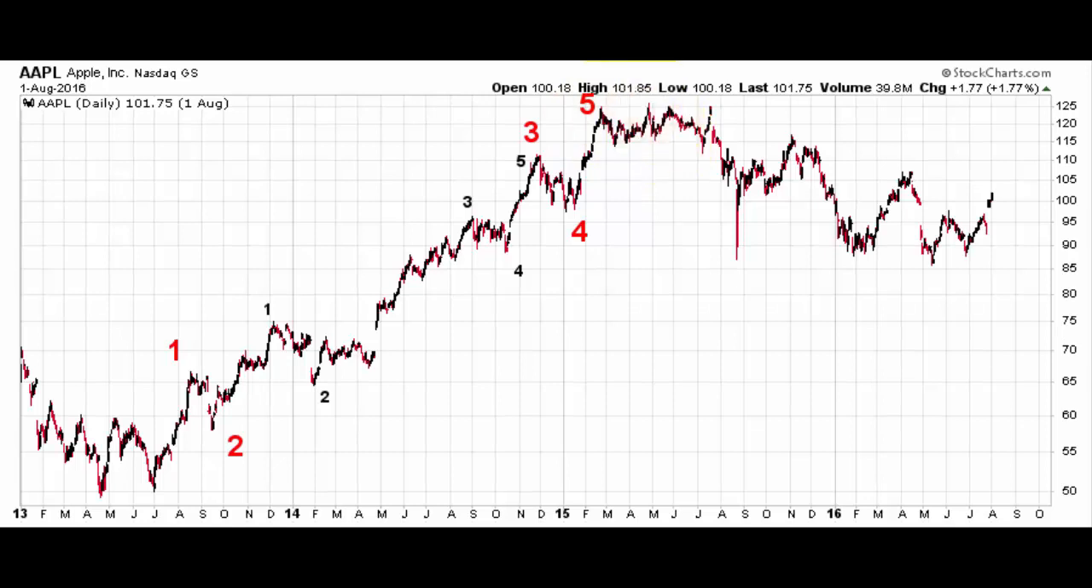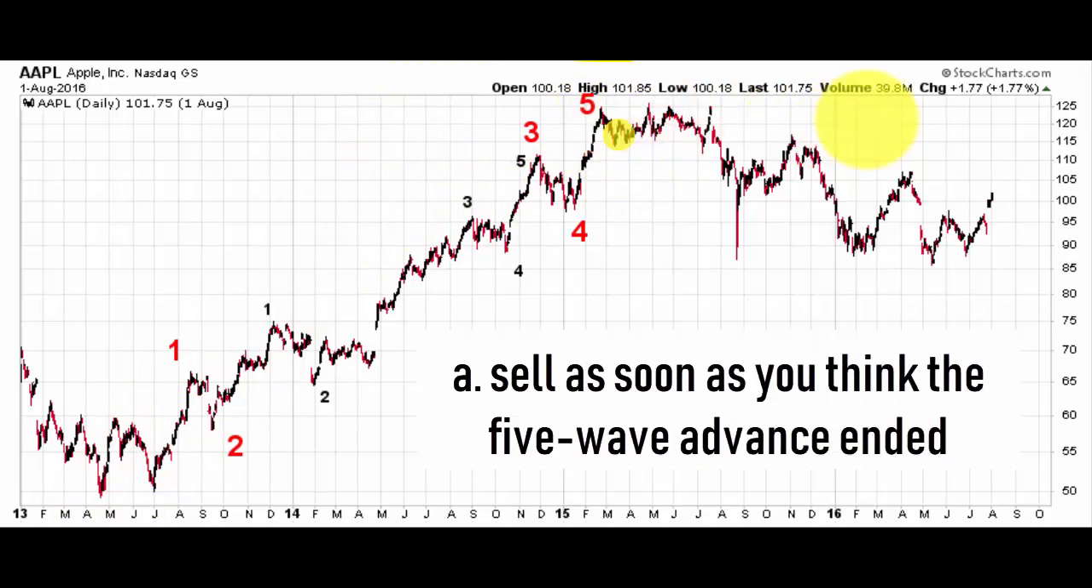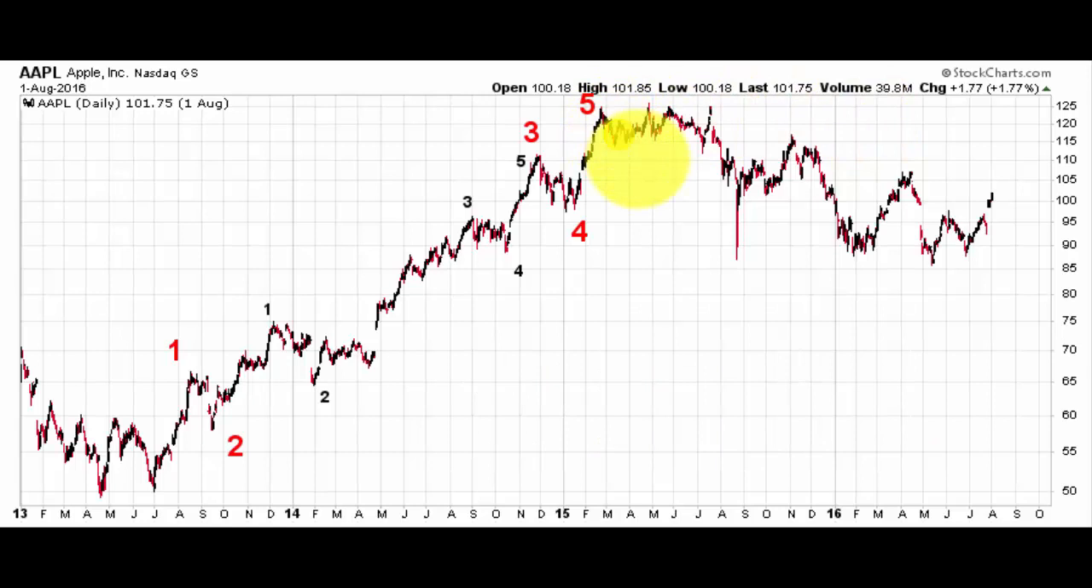So one way you can do it is, as soon as you believe that a 5-wave advance is completing and you see some type of weakness, you can sell. You can say, okay, that must be a high. I've seen enough. I'm out. I'm getting out of the way. Sayonara. If you would have done it in this case, obviously that would have been brilliant.